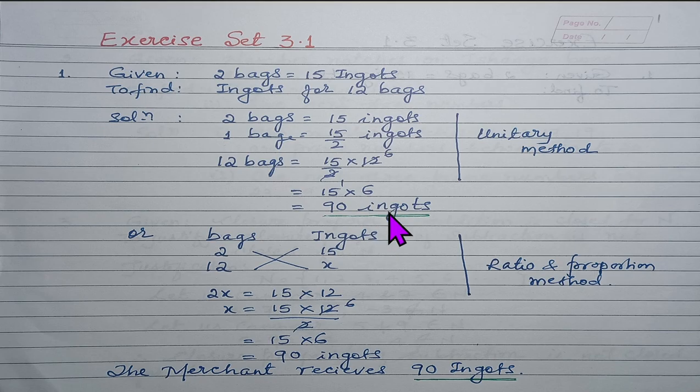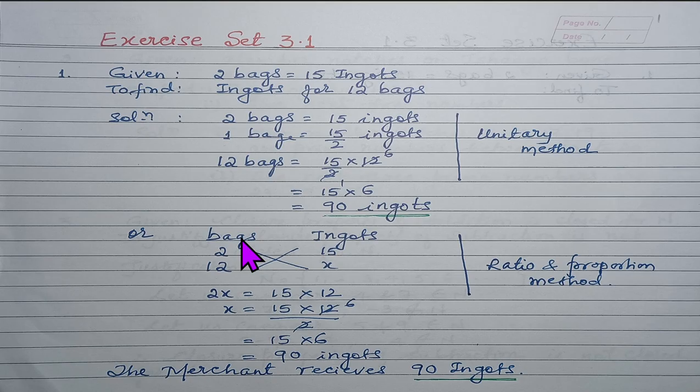So this method of finding out the number of ingots is called the unitary method. In the unitary method we find for one and then for many, so it's called the one to many method of solving the example. Now the second method is the ratio and proportion method.